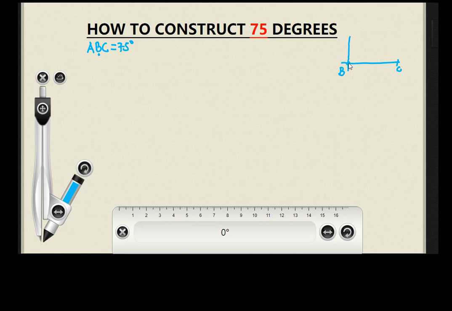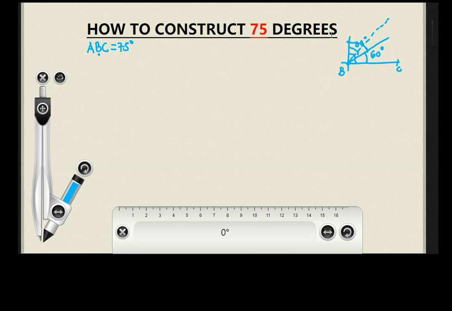Then again on B, we'll construct 60 degrees. We shall have 60 degrees. Meaning if this is 60 and the whole of this angle is 90 degrees, it means the remaining angle at the top here will be 30 degrees. So if we have 60, we need 15 to make it 75 degrees, and we shall get that 15 by bisecting this angle at the top here. That's what we want to do.